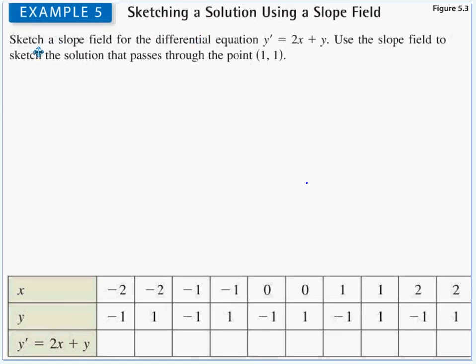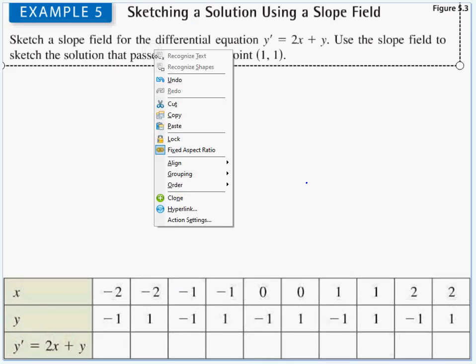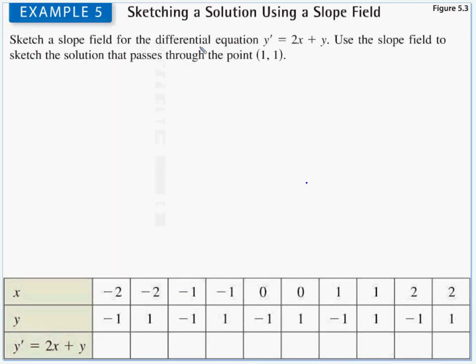So it wants us to sketch a slope field. We're not going to sketch it. It's provided for you in the notes. But we're going to fill in this table a little bit just to go through the process. Sketch the slope field to this differential equation: y prime, the slope occurring at that point, is equal to 2 times the x-coordinate plus the y-coordinate. And then we're going to use that slope field to sketch a solution that passes through this given point.